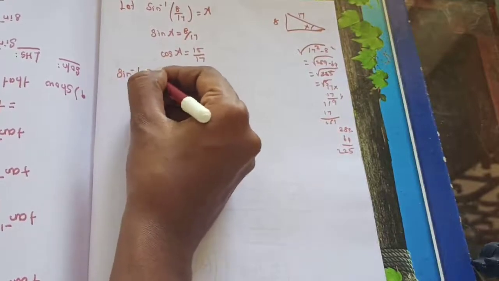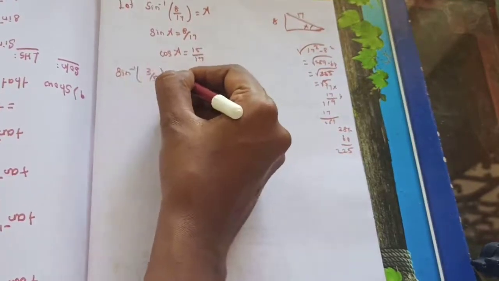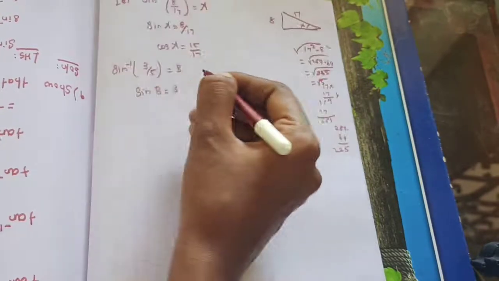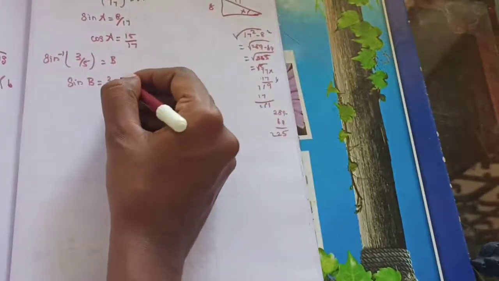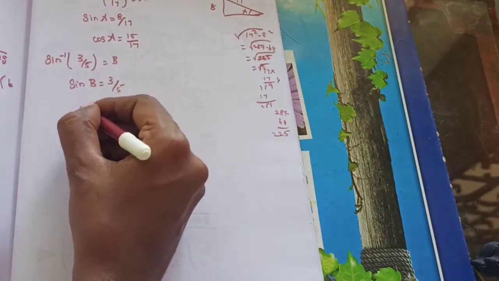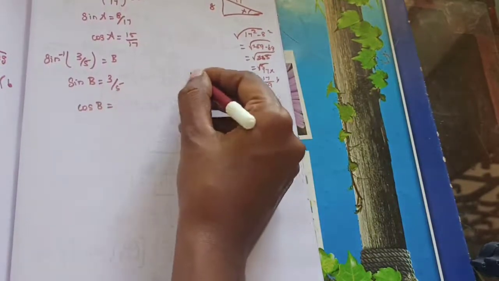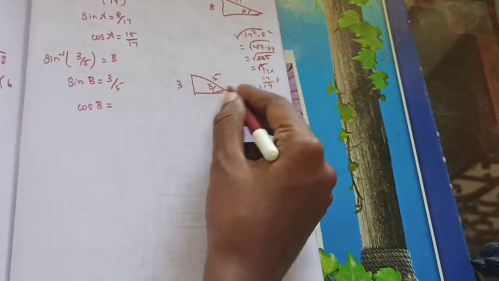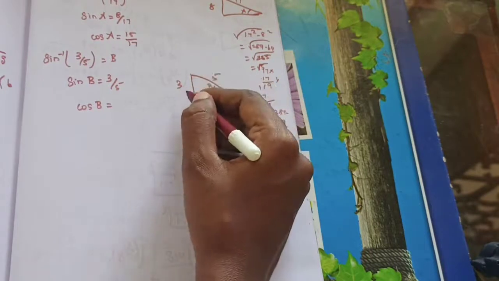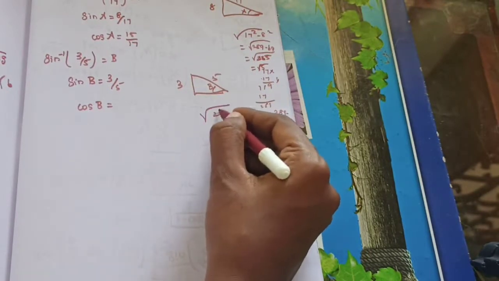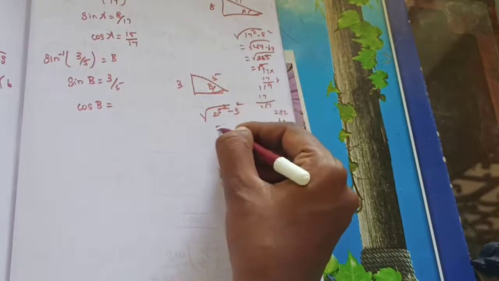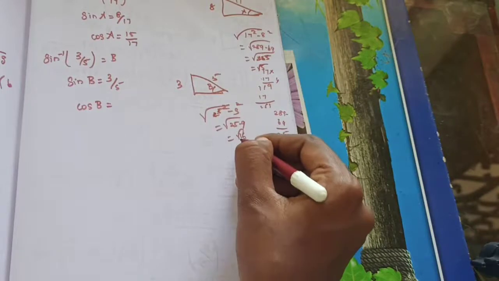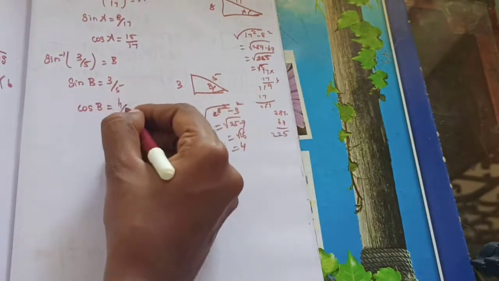Then next one. Sine inverse of 3 by 5 you take as B. So what's the sine B value? 3 by 5. Correct? So from this find out cos B. Consider on right triangle. Here it is B. So it is 3 by 5 means root of 5 square minus 3 square. So 25 minus 9. That's equal to root of 16. That's equal to 4. So 4 by 5 is cos B value.